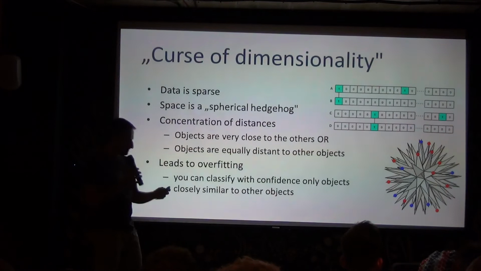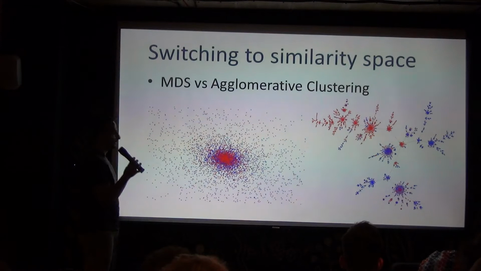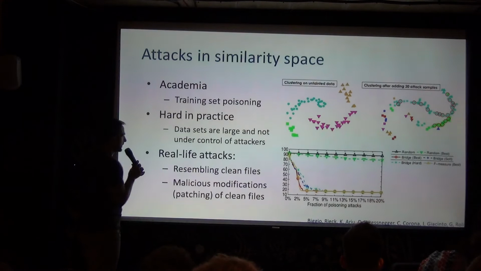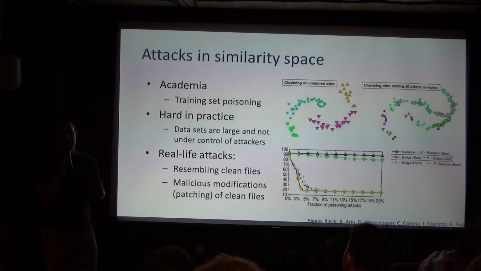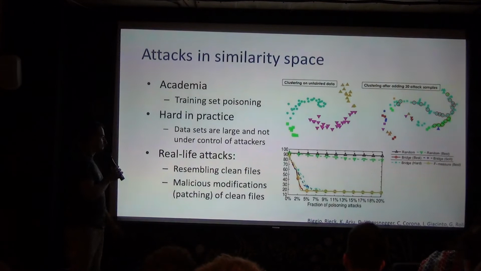And if you look at a different representation of this, for example agglomerative clustering, suddenly you see that there are different clusters and they are pretty well distinguishable. Academia is focusing on these detection methods by clustering or by similarity, and they have an approach of putting adversarial samples into the training set. But in practice, it's almost not doable, because we control the sample sets, and if we see such kinds of samples, we can just not put the sample in. And attackers in real life do something else, which is basically resembling clean files or malicious modification of innocent objects, as mentioned before.